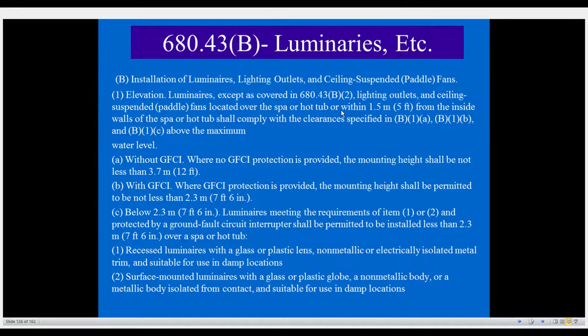We're talking about the area that is within 5 feet, measured all the way around this spa or hot tub. The different allowances here in A, B, and C deal with the clearances within that 5 feet and above the hot tub and spa in an indoor application. That's what we're trying to worry about right here. So let's look at it. What if I have a lighting outlet, a luminaire, or a ceiling suspended paddle fan that doesn't have GFCI protection on it? Where no GFCI protection is provided, the mounting height shall be no less than 12 feet above or within that 5 foot perimeter.